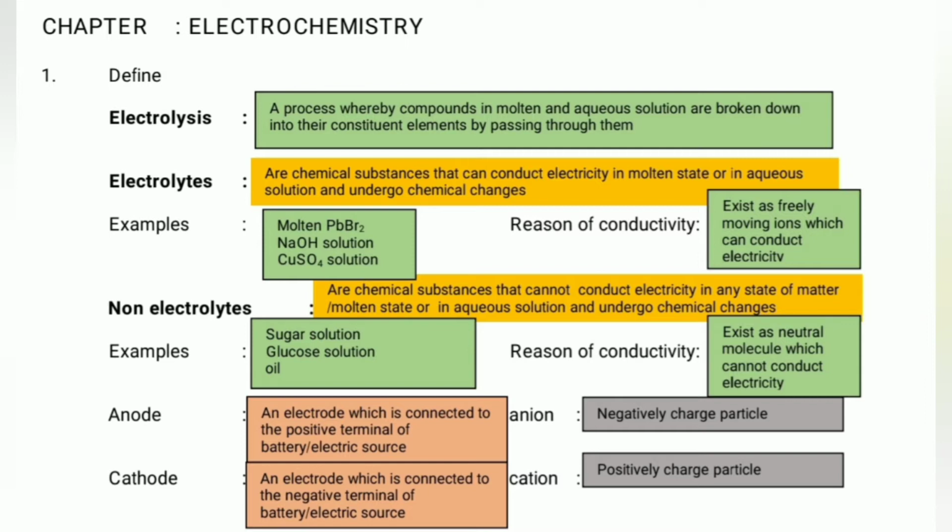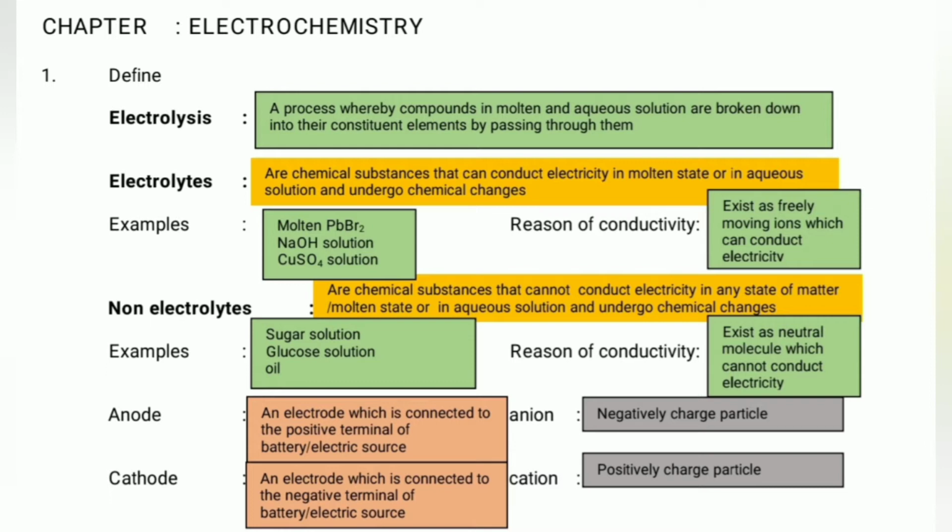Ionic compounds do not conduct electricity in the solid state because the ions are held in a lattice and do not move freely. When they are melted or dissolved in water, they can conduct electricity. This is because the ions are free to move in the molten state or aqueous solution.